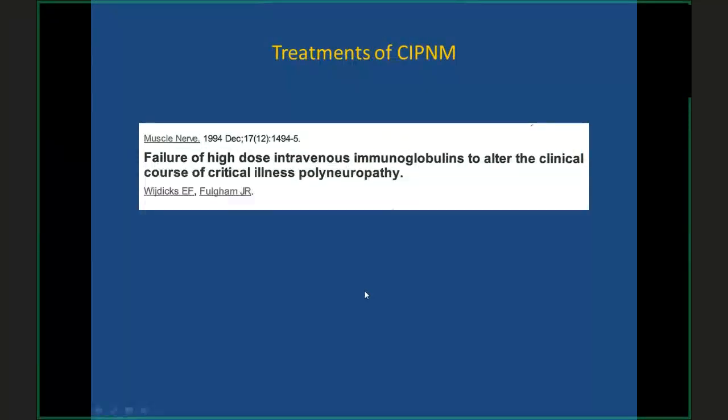Since these two conditions are very common, there are several studies trying to find the treatment. Since IVIG works for Guillain-Barre syndrome and another condition, as we know, CIDP, chronic inflammatory demyelinating polyneuropathy, they tried to use IVIG for critical illness polyneuropathy. The clinical trial was done in 1994. Failed. Basically, there's no difference.